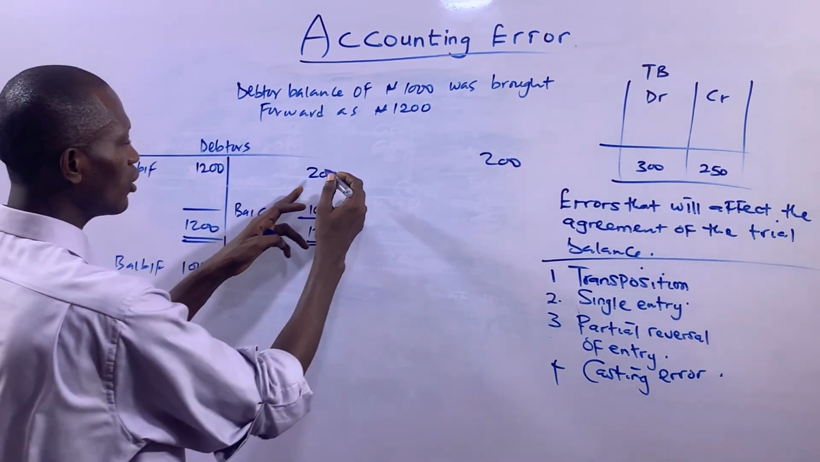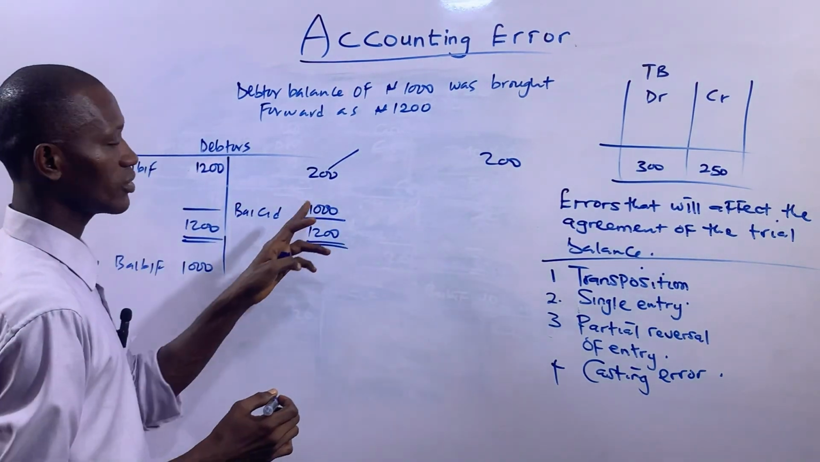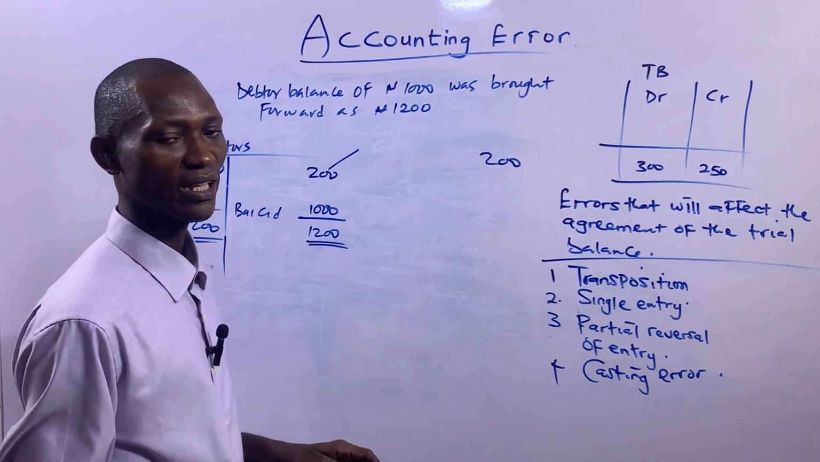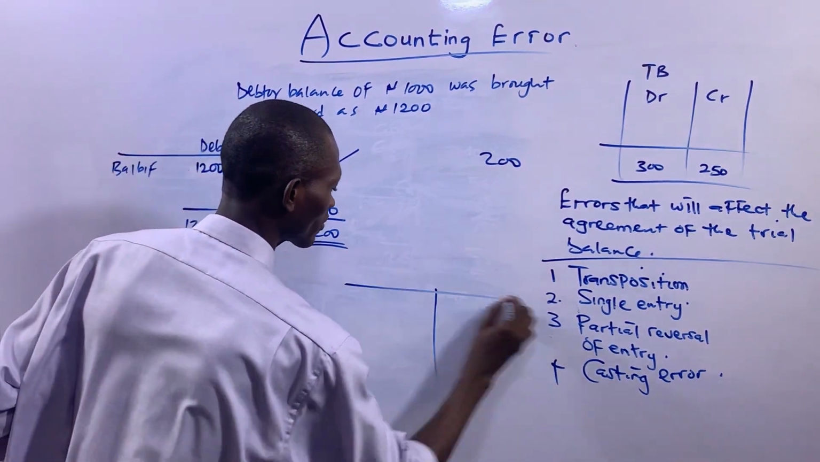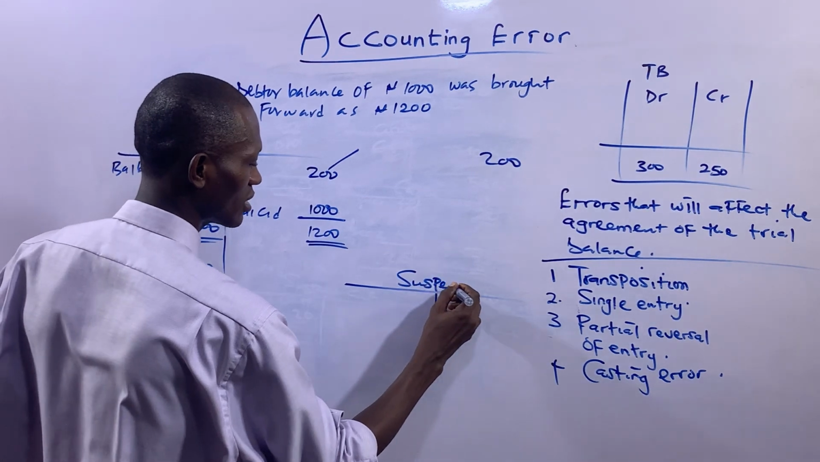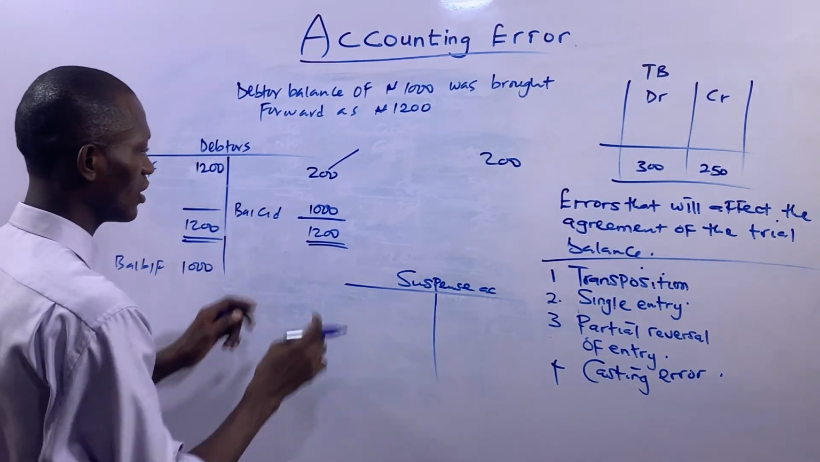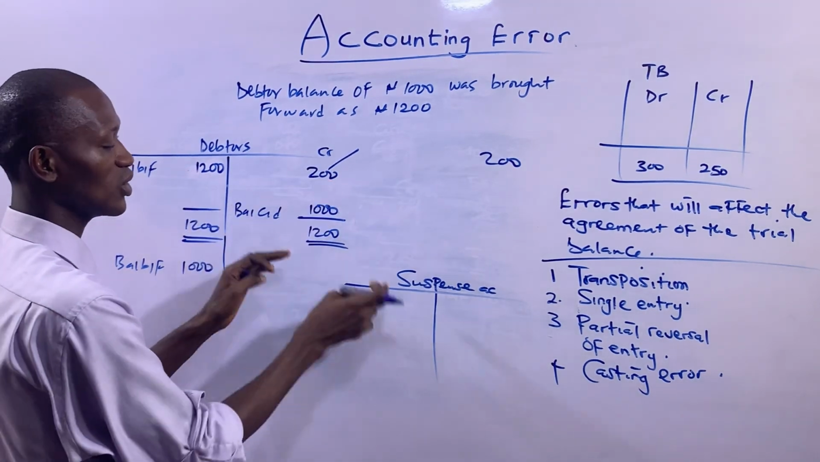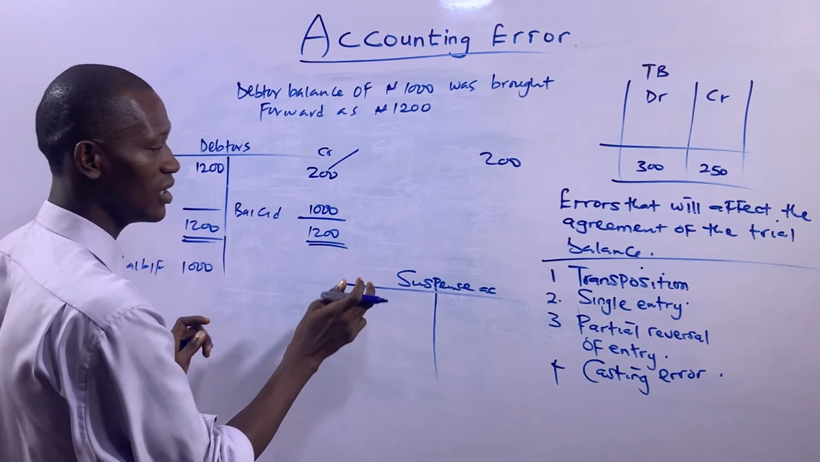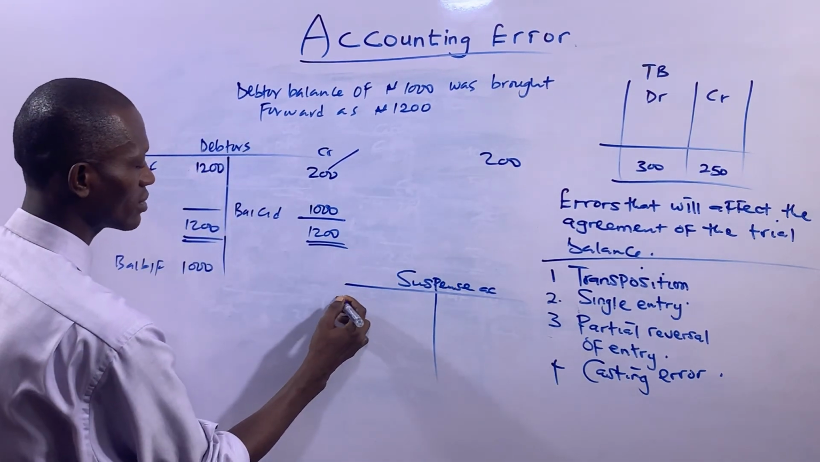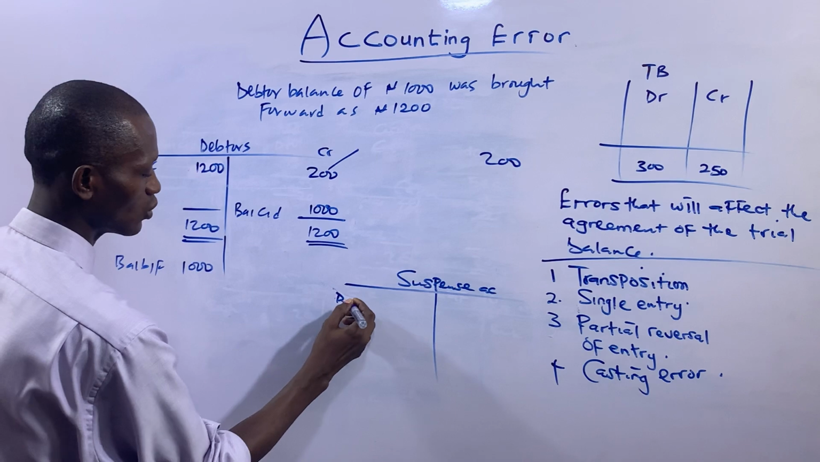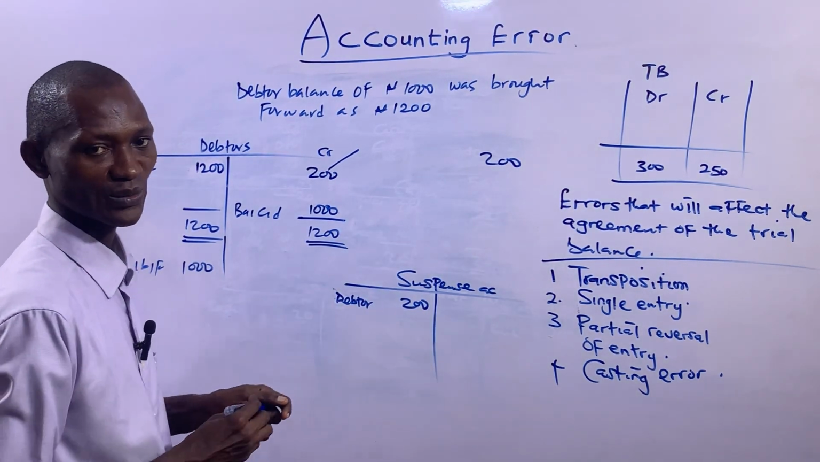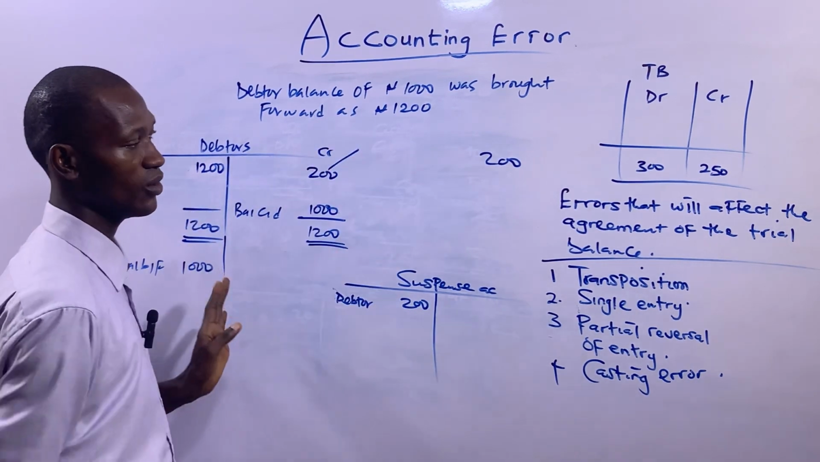Now, the corresponding debit entry of this credit entry will be made in the suspense account. The corresponding debit entry of this credit entry made in the debtors account will be made in the suspense account. So which account are you bringing it from? You write debtors, and then 200. That's what you have. So it's been corrected now. This is how you correct this.